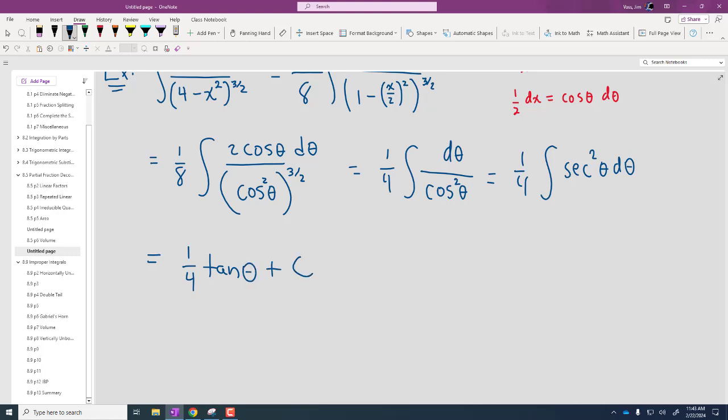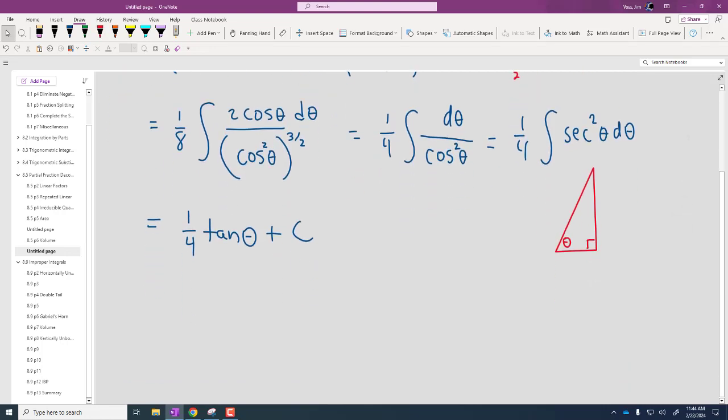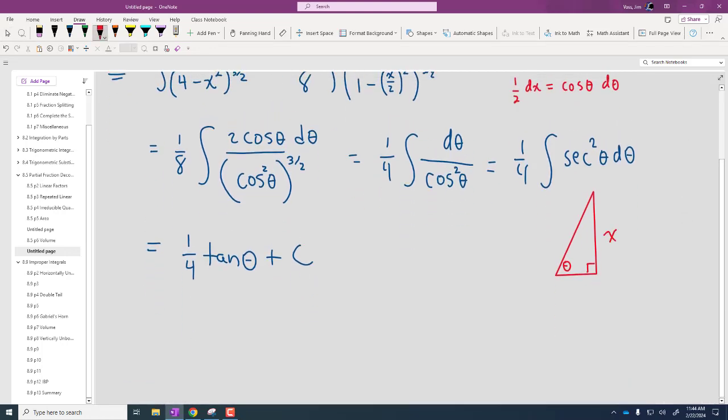Okay. Now we want to get back to our x's, so we need our magic triangle. So our triangle, always put theta in the bottom left. Sine of theta is x over 2. Sine is opposite over hypotenuse. The missing side is found by Pythagorean theorem.